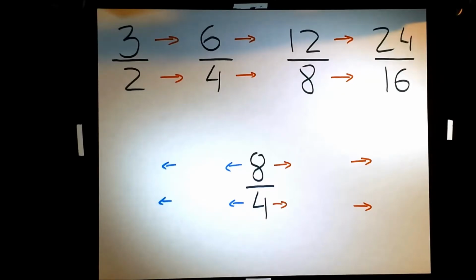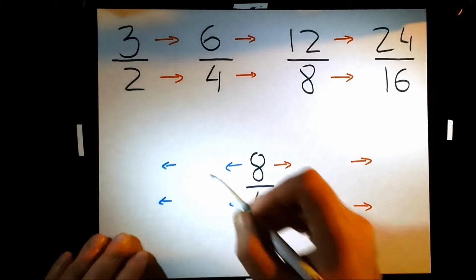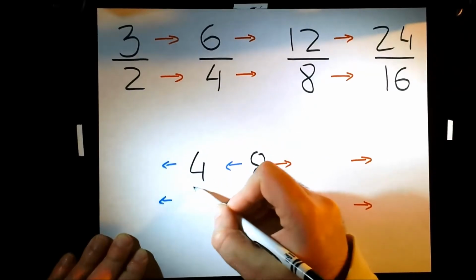Well, if I divide both top and bottom by 2, because I could do that again, I can divide or multiply the top and the bottom by anything that I like, as long as it's the same thing. So if I divide 8 by 2, I'll get 4. If I divide 4 by 2, I'll get 2. So I can write this as 4 over 2.